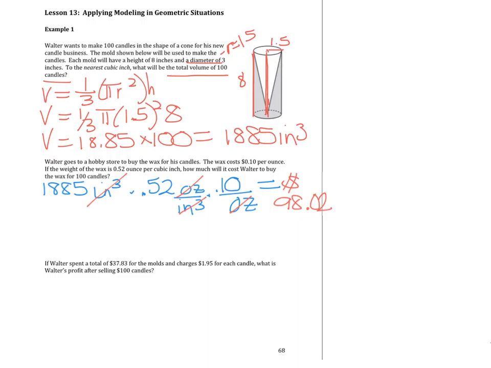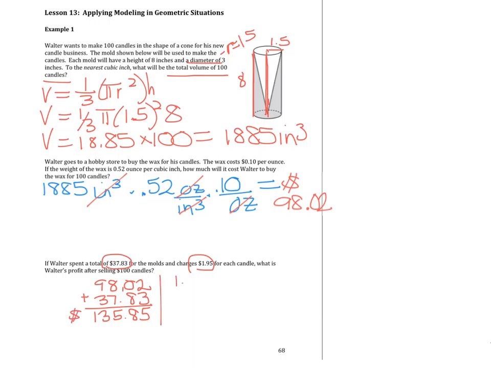If Walter spent a total of $37.83 for the molds and charges $1.95 for each candle, what is Walter's profit after selling 100 candles? So we know he already has a cost of $98.02 for the wax. I'm going to add another $37.83 to that for the molds, because this is his cost that he needs to spend before he can start making any money. He has to pay himself back for the money he already put out. So that total cost is $135.85.